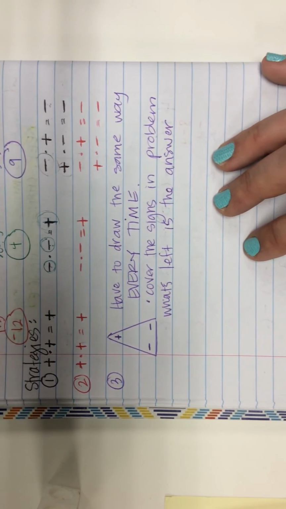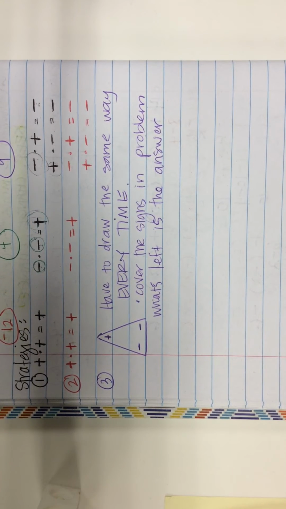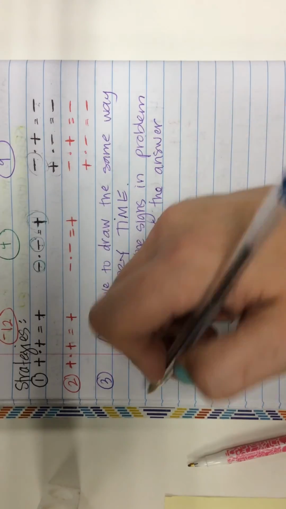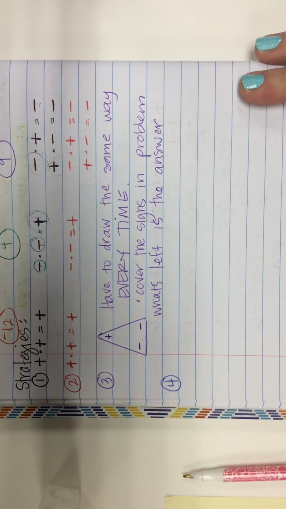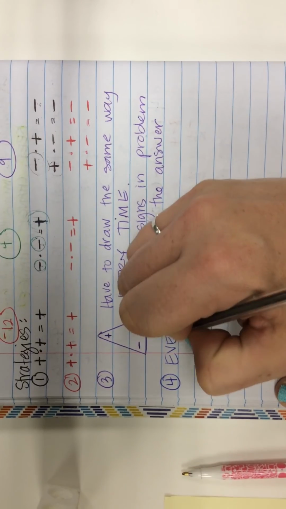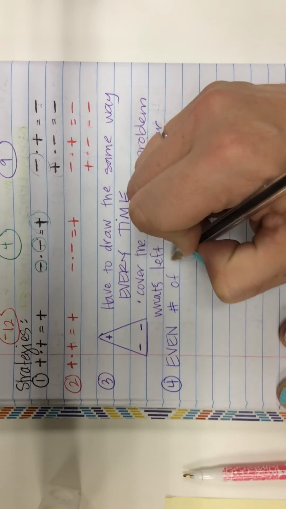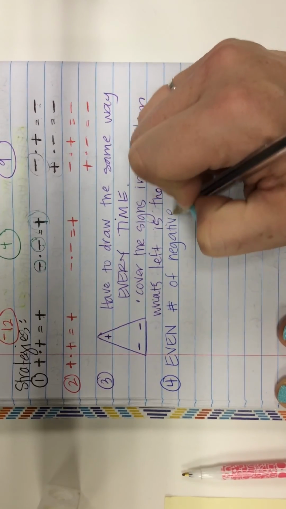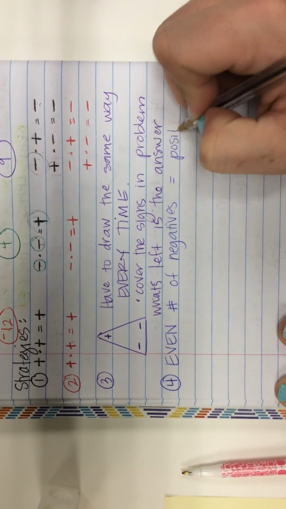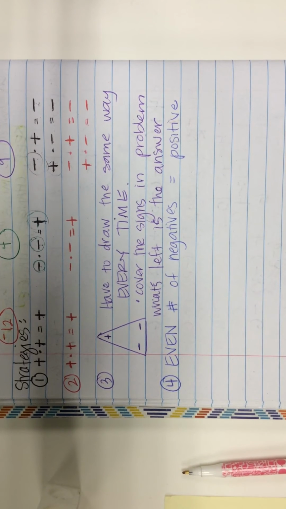The last strategy I want to show you is the best strategy for problems that have more than 2 numbers. The last strategy is if there's an even number of negatives, it's a positive answer. If there are an even number of negatives, 2, 4, 6, 8, 10, hopefully there's not 10 negatives.